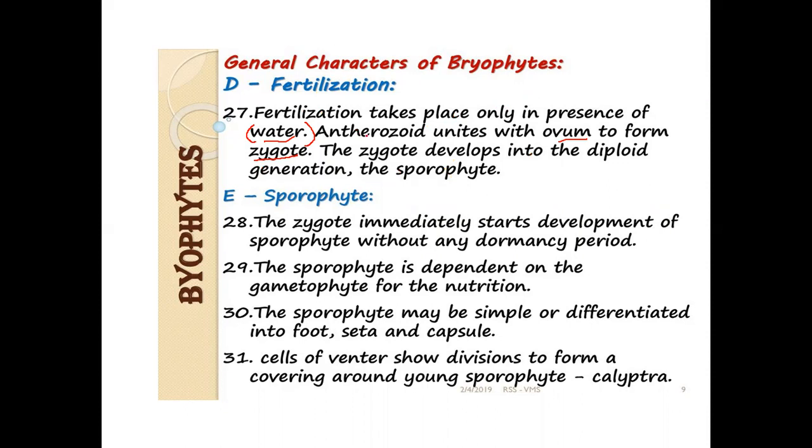Now from this zygote we are going to see the development of a second generation, which we call the sporophyte. So this is the first time we are going to come across it in the plant kingdom. So what is happening here? This zygote will immediately start to develop by repeated division. It is going to develop into a new structure. That is called the sporophyte, which is dependent on the gametophyte.